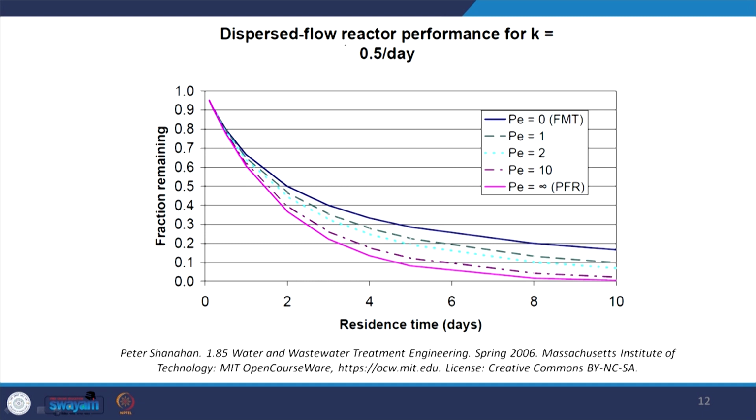So, dispersed flow reactor performance for k equal to 0.5 day inverse. So, if Peclet number is high, what will it look like? Plug flow reactor. So, that is what we have out here. As we keep decreasing the Peclet number, what did we say? It was more or less advection. What is advection now? By dispersion. We are not talking about diffusion itself.